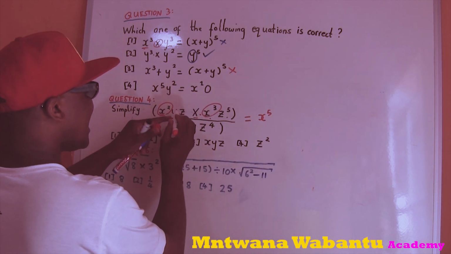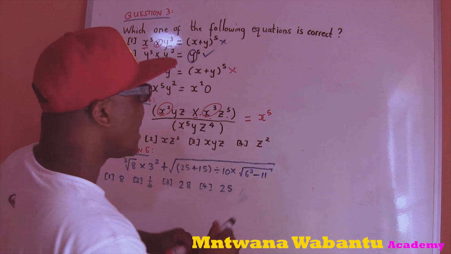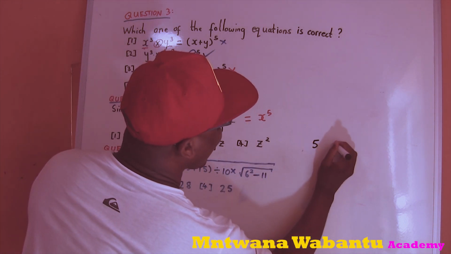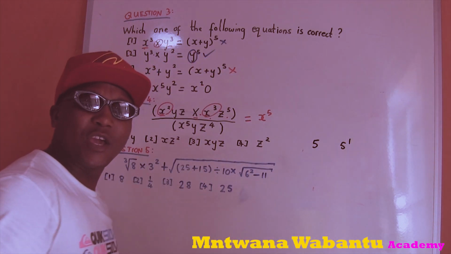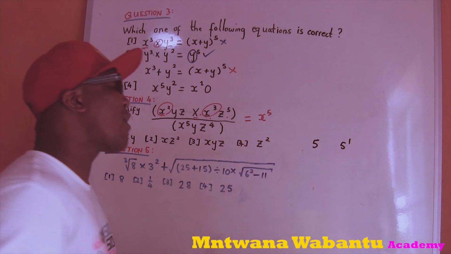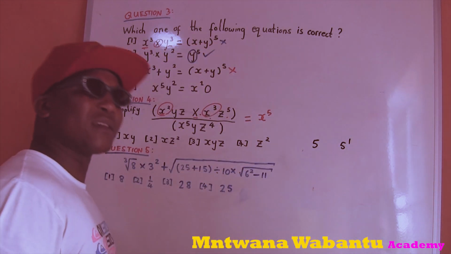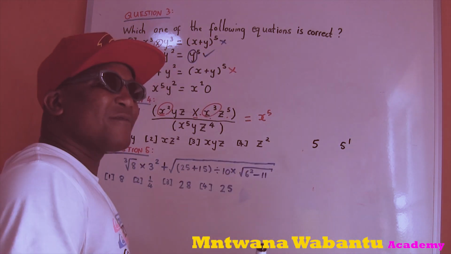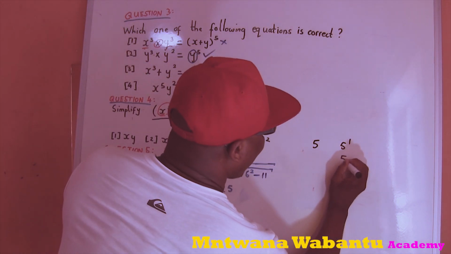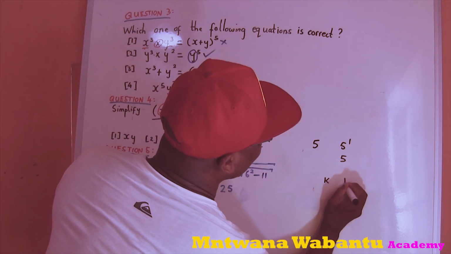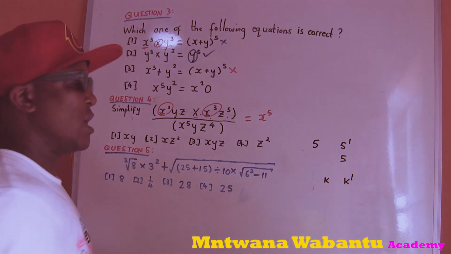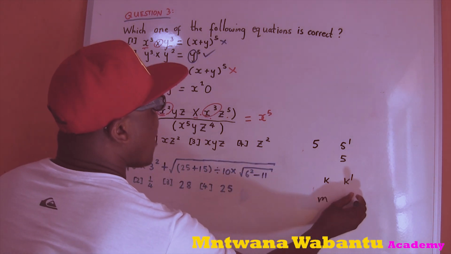Now we go for y. There's no power, but look. If somebody says 5 and 5 power 1, it is the same thing. You know why? 5 power 1 means 5 times 1, which equals 5. So if somebody says k and somebody says k power 1, it is the same thing. If somebody says m and m power 1, it is the same thing.